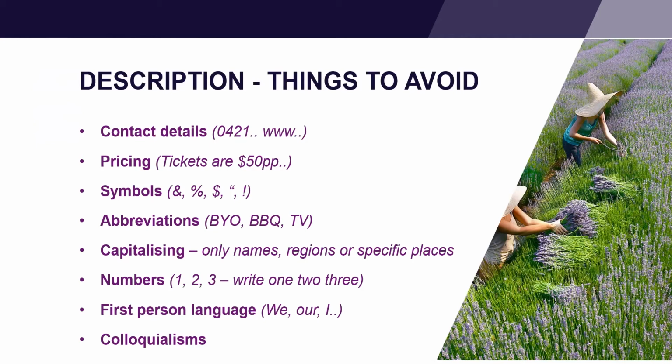Abbreviations and symbols should be avoided as much as possible. Abbreviations should not include full stops between the letters. Names, regions, or specific places and room types should be capitalized. Everything else should remain lowercase. Make sure you spell out numbers from 1 to 9 as words and use numerals for numbers 10 or above.